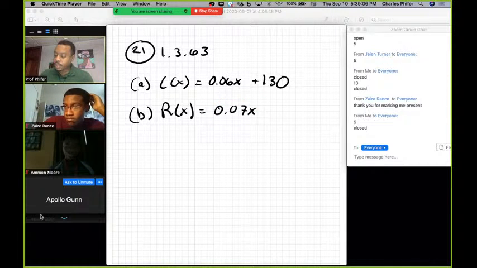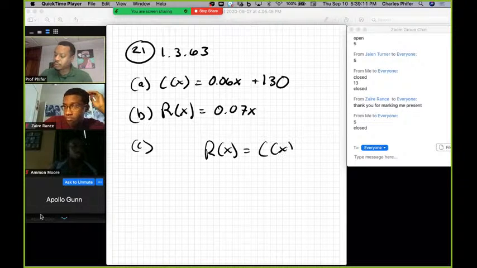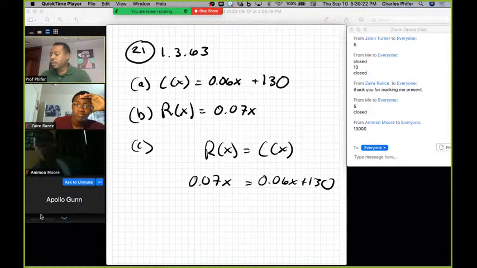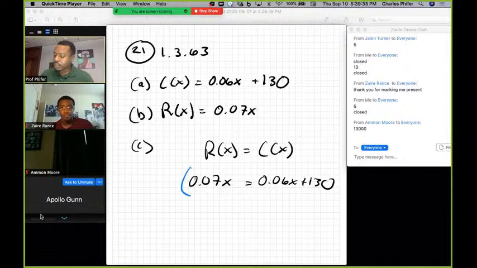So then for part C, they're asking, when will the revenue function equal the cost function, right? So then we have this 0.07x equal to 0.06x plus 130. Now you can actually decide to work with the decimals. I'm going to clear the decimals by using the following technique. In this case, because the largest decimal places we have are two decimal places, I'm going to multiply the left and the right by 100. So I'm going to multiply the entire left-hand side by 100, and the entire right-hand side by 100. On the right-hand side, we've got to distribute that 100.